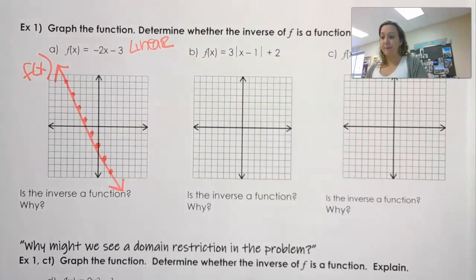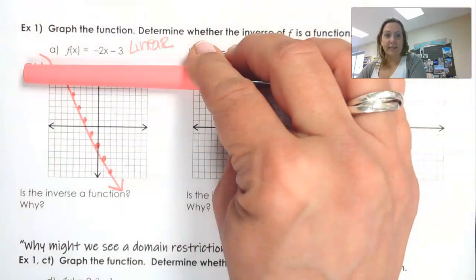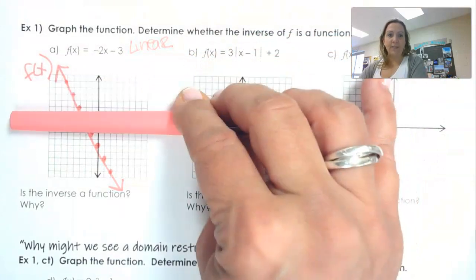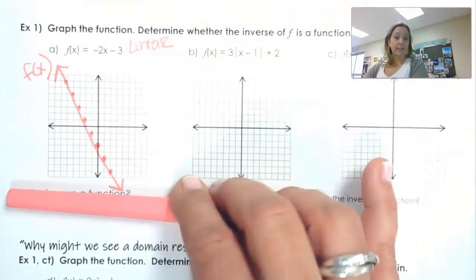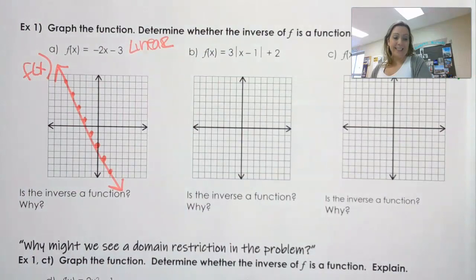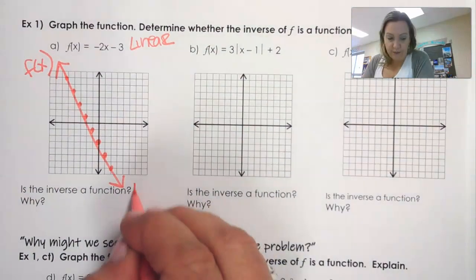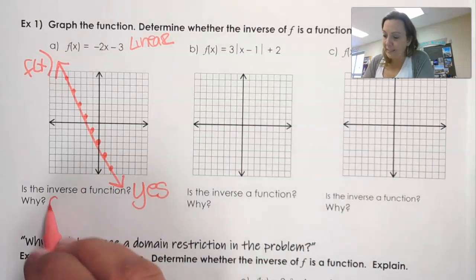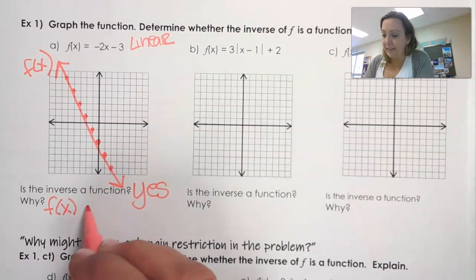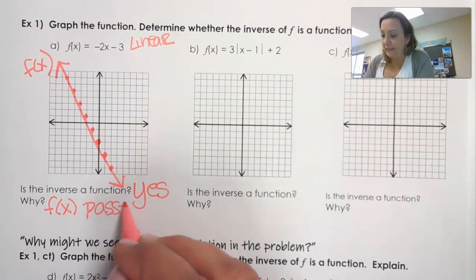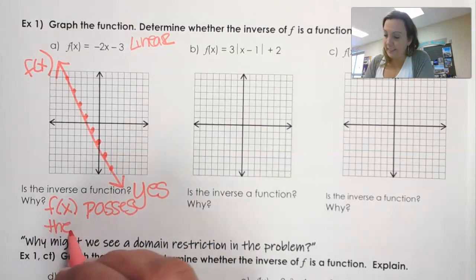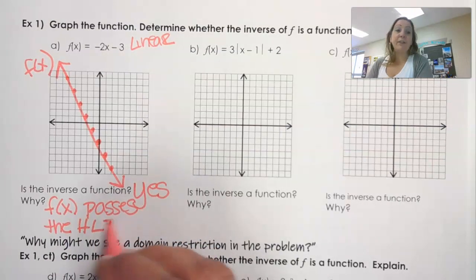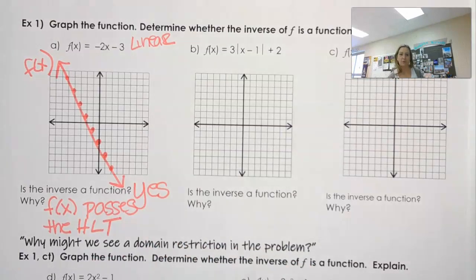What we'll do is we'll think about a horizontal line test. If I think about any horizontal line, it only crosses once. So is the inverse a function? We are going to say yes. And the reason is because f of x passes the horizontal line test. And I'm going to lovingly call that the HLT, okay?